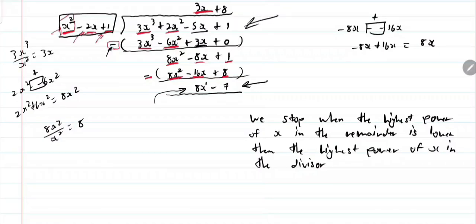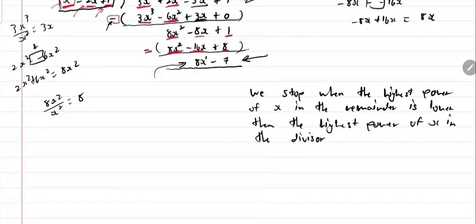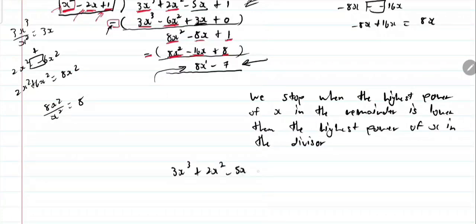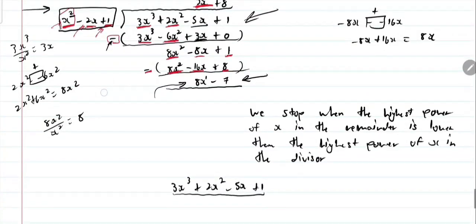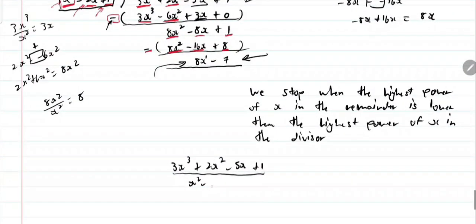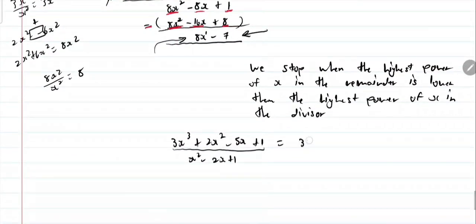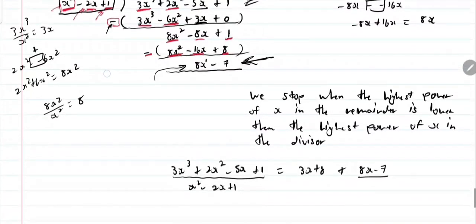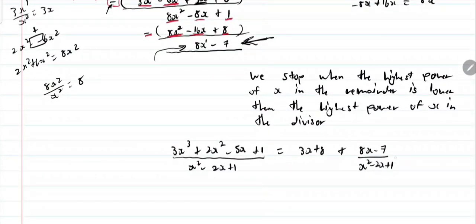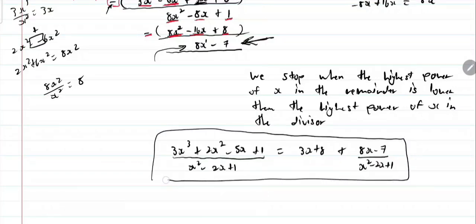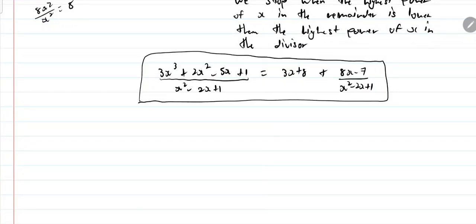All right, so let's set down our answer now. I have the dividend over divisor. Dividend is 3x cubed plus 2x squared minus 5x plus 1 over divisor is x squared minus 2x plus 1 is equal to quotient, which is 3x plus 8 plus the remainder, 8x minus 7 over the divisor, right, which is x squared minus 2x plus 1. That's my answer.